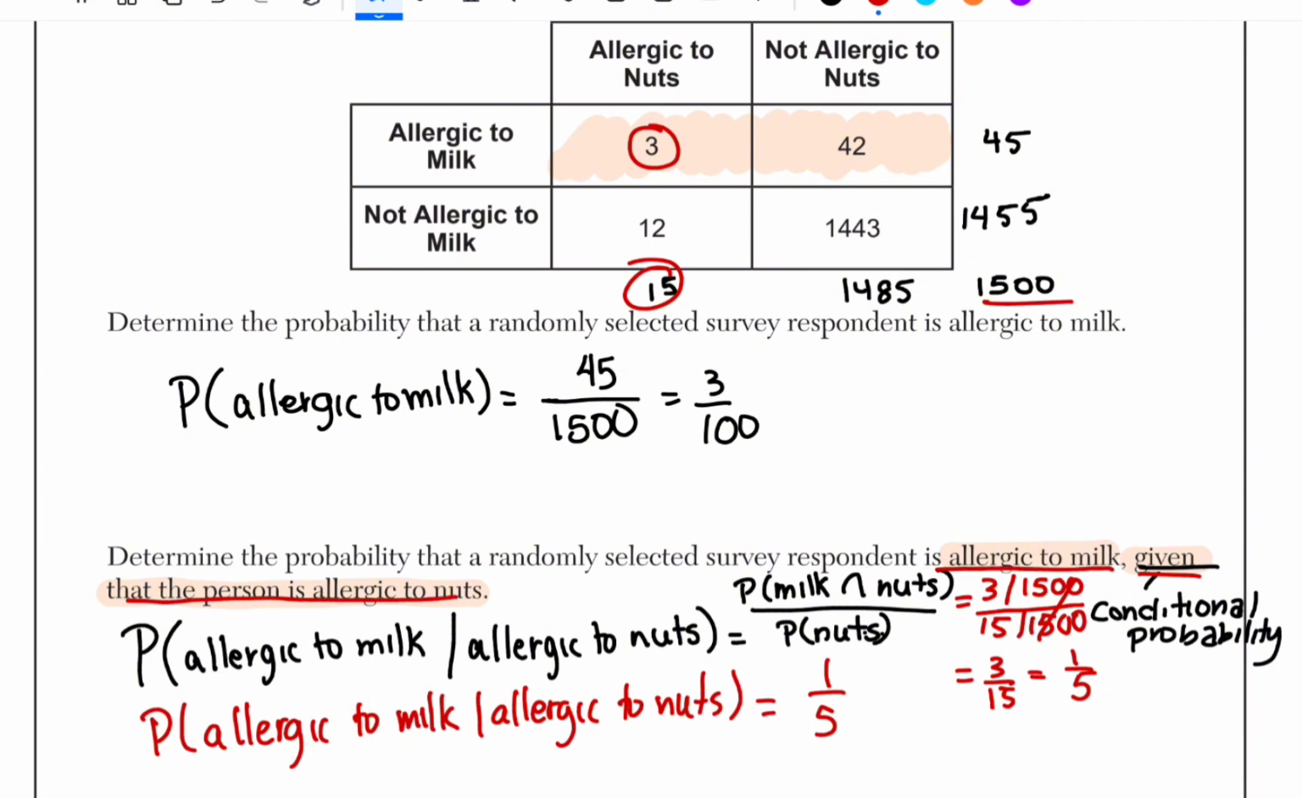Again, this was our condition, and this is what we are looking for. So what is the probability that someone has an allergy to milk when they already have an allergy to nuts? That's what it was asking.